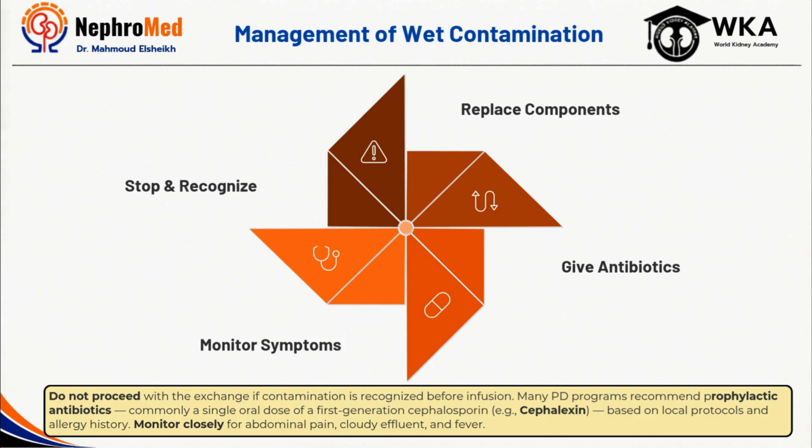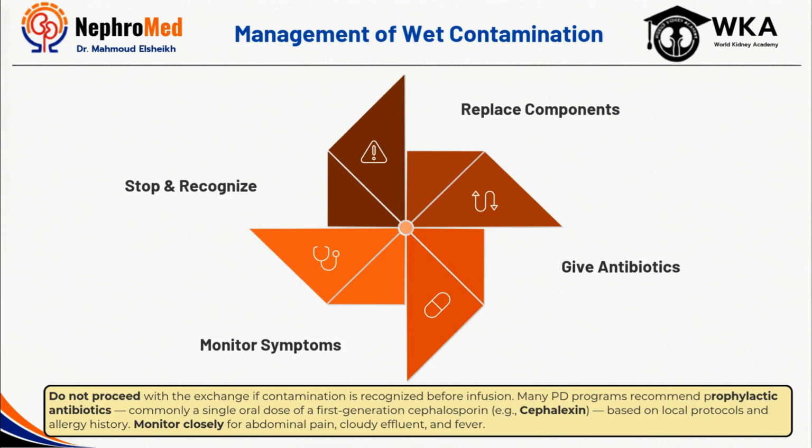The first step is to stop immediately and recognize the contamination. Don't continue the exchange. Preventing contamination from reaching the peritoneal cavity is always better than treating peritonitis later. Next, replace the contaminated components. Any tubing, transfer set, or dialysate bag that has been exposed should be exchanged immediately according to your center's protocol and policy. Never try to clean or reuse contaminated sterile equipment.